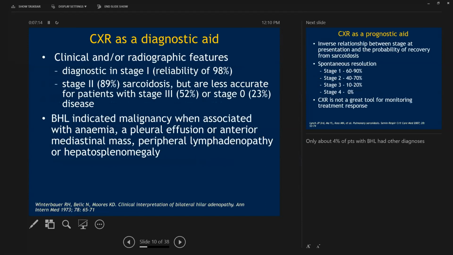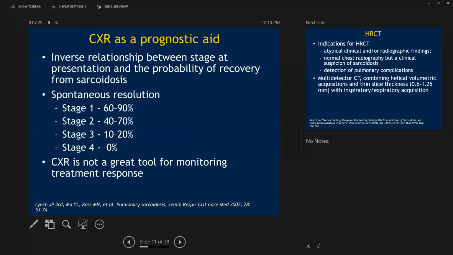Now, bilateral hilar lymphadenopathy, when you see it in the context of other problems such as anemia, pleural effusions, an anterior mediastinal mass, peripheral lymphadenopathy, or hepatosplenomegaly, consider alternate diagnoses. As a prognostic aid, with chest X-ray there's an inverse relationship between the stage of presentation and the probability of recovery. You can see stage 1 disease, the patient clearly does better than stage 3 or stage 4 disease, and chest X-ray is not a great tool for monitoring treatment response.